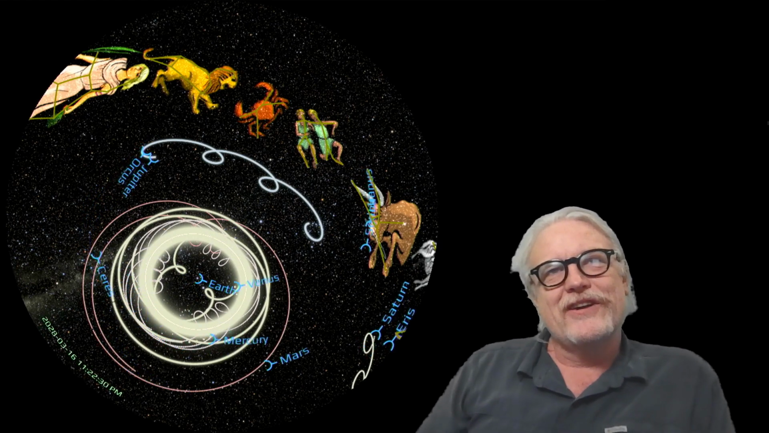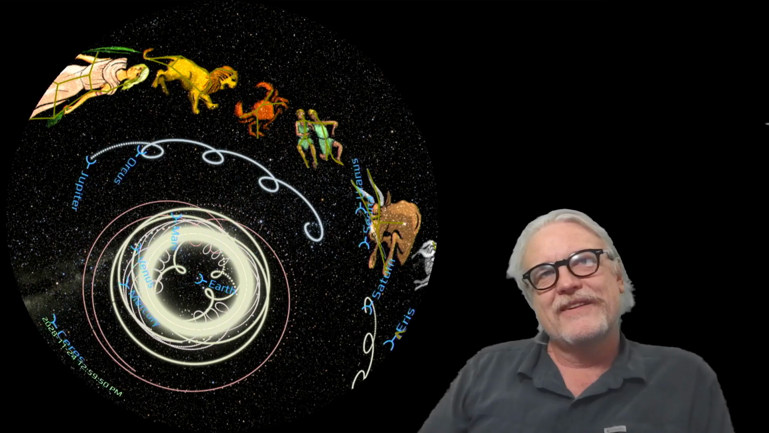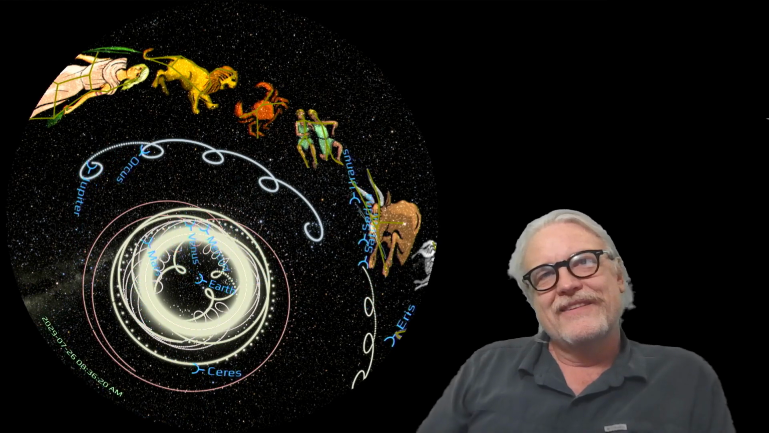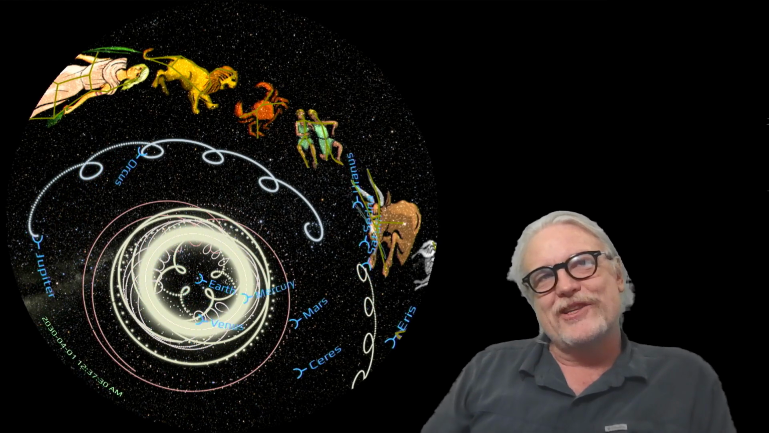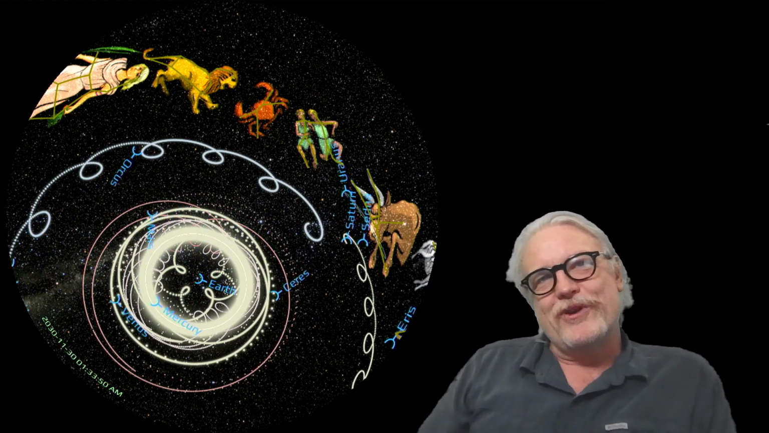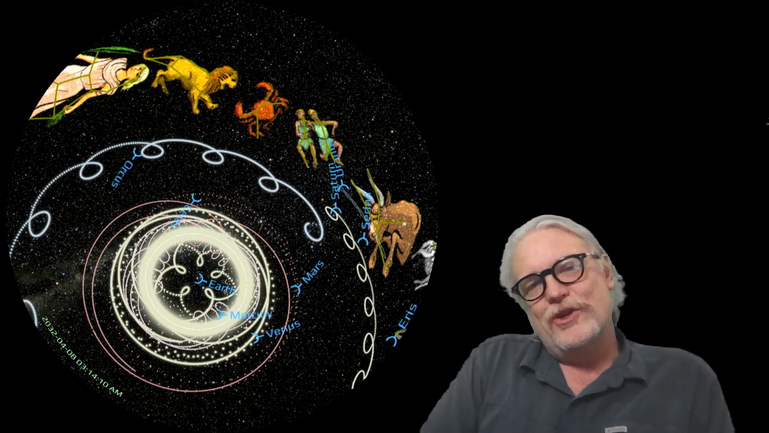A little bit faster here. You can see Saturn making its loops. You can see Jupiter. Now, once Jupiter makes it all the way around, you can count each one of those loops and find out that it takes about 12 Earth years for Jupiter to orbit the sun. Some really cool patterns in here. You can see that five-pointed star from Venus.